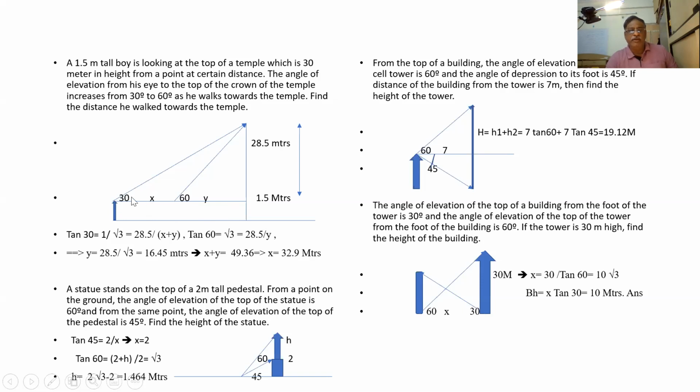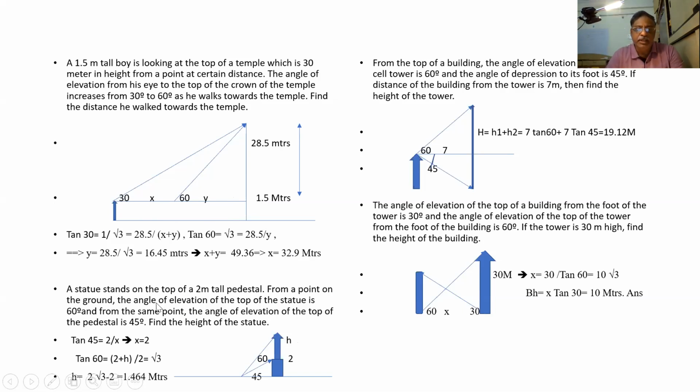So that is the distance he walked towards the foot of the tower, 32.9. So that is the angle of elevation going from 30 to 60 degrees. As you come closer, the elevation is more. Once you come to this point, the elevation is 90 degrees, where the x distance is 0 and there is only y. So as you come closer, elevation will be increasing. As you go away, the angle of elevation will be reducing.